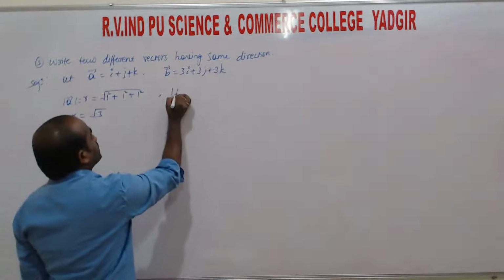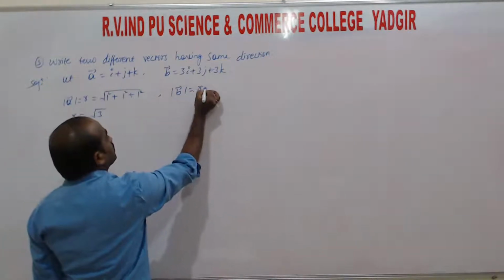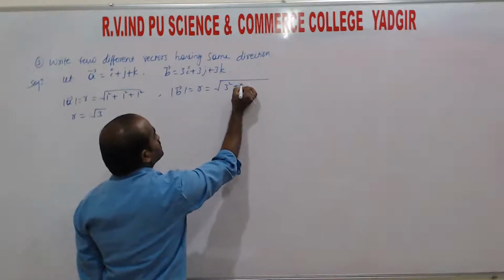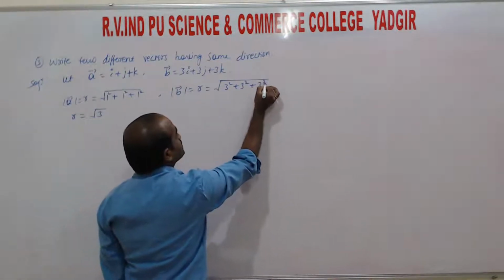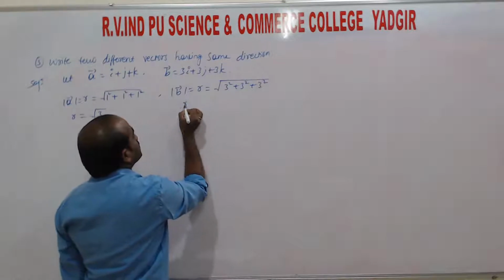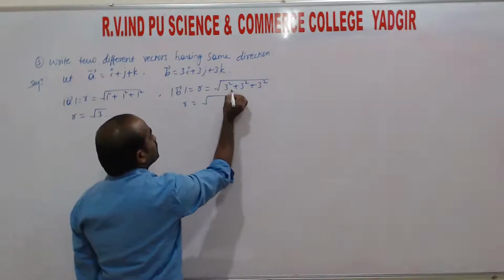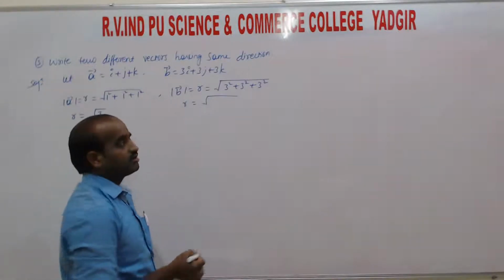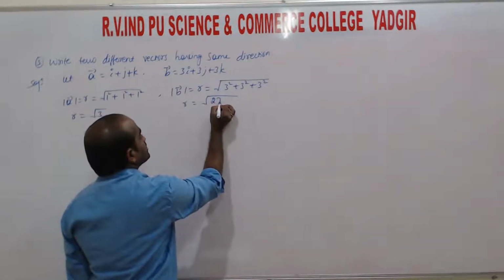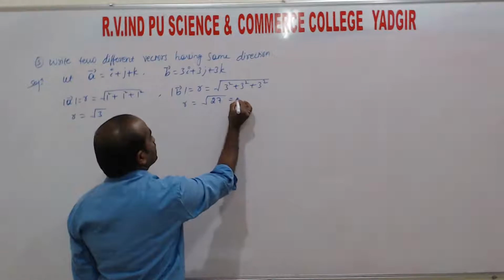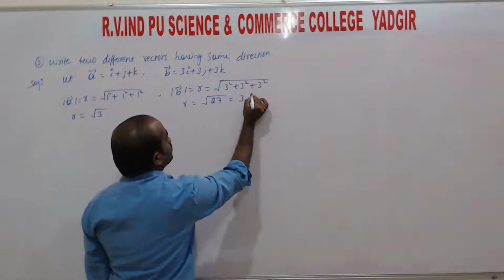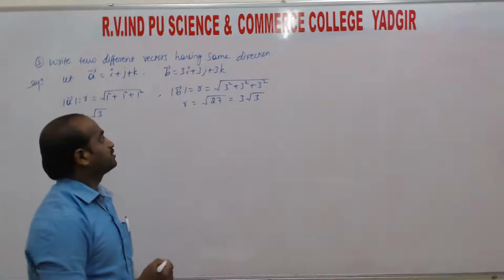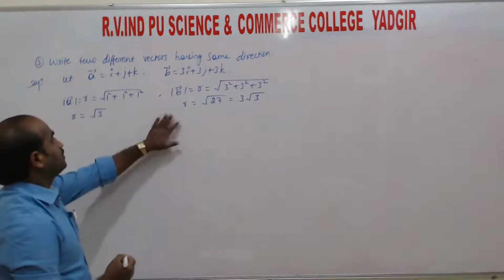And then the magnitude of b is r. Therefore, root of 3 square plus 3 square plus 3 square. r is equal to root of 9 plus 9 plus 9, root 27. This can be written as 3 root 3. 9 into 3, so 3 root 3.